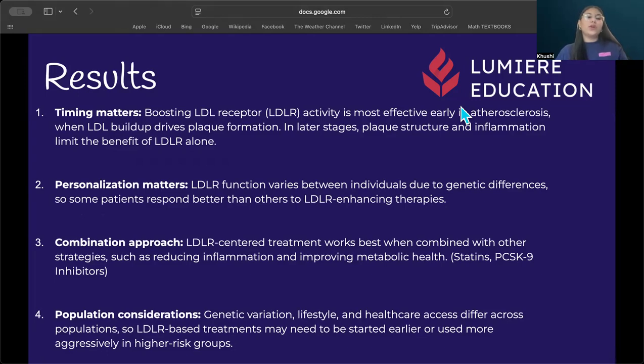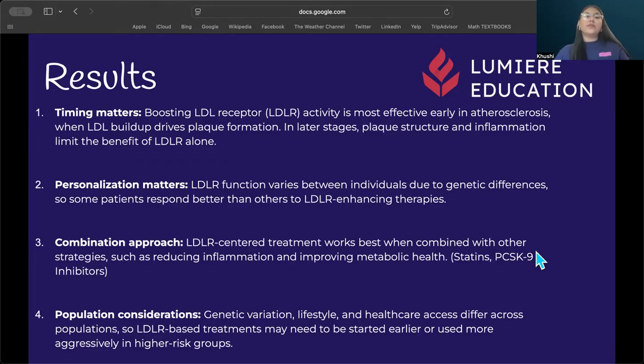That's why the third result was a combination approach. The best outcomes occur when LDLR targeted therapies are combined with statins and PCSK9 inhibitors, and this can reduce things such as inflammation and improve metabolic health.